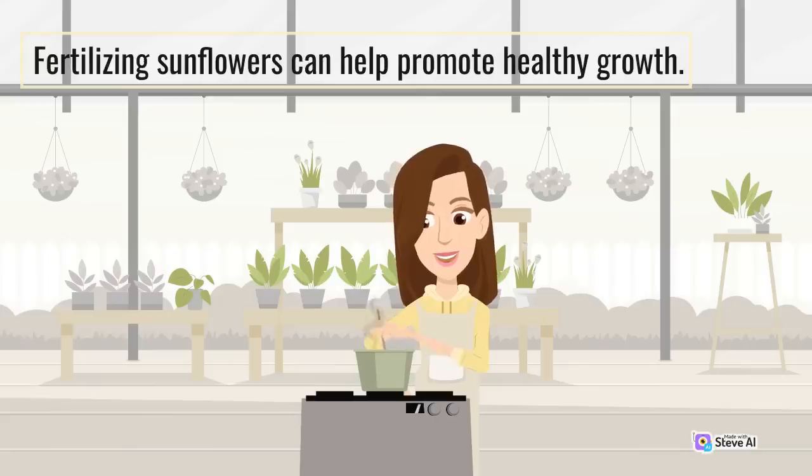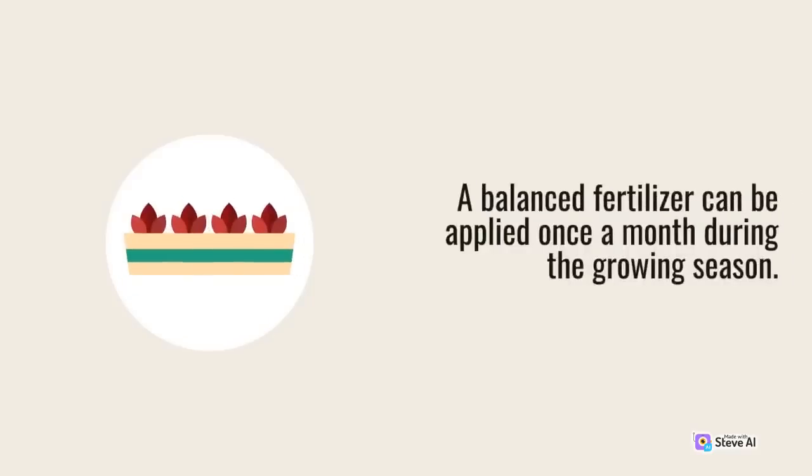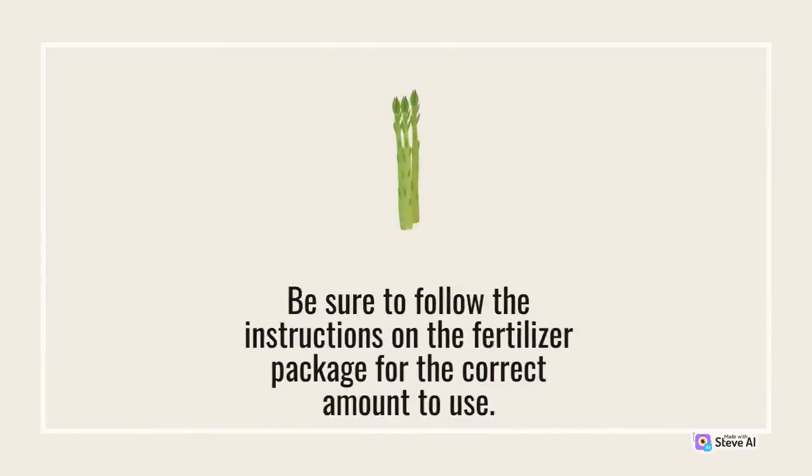Fertilizing sunflowers can help promote healthy growth. A balanced fertilizer can be applied once a month during the growing season. Be sure to follow the instructions on the fertilizer package for the correct amount to use.